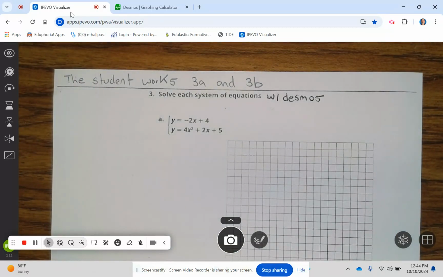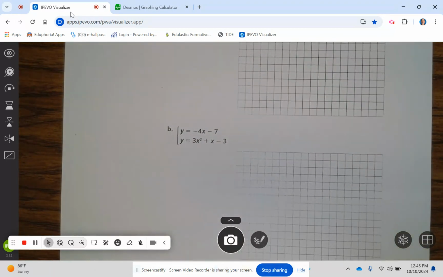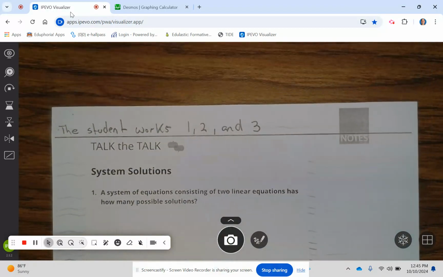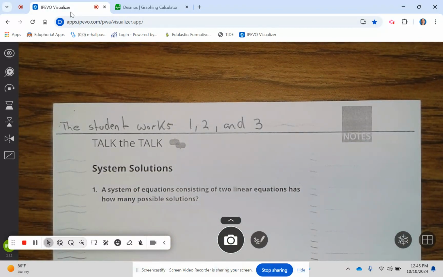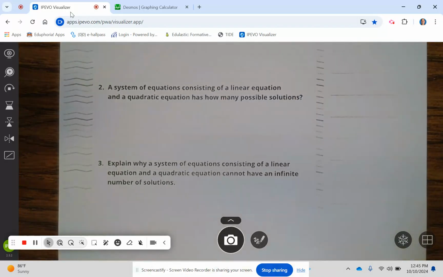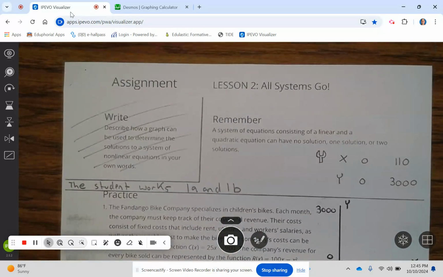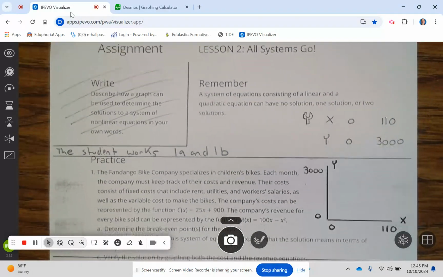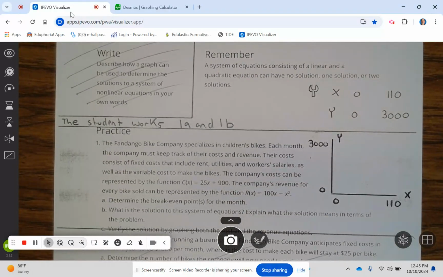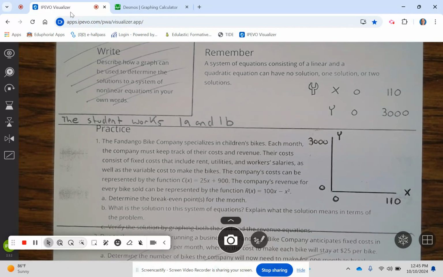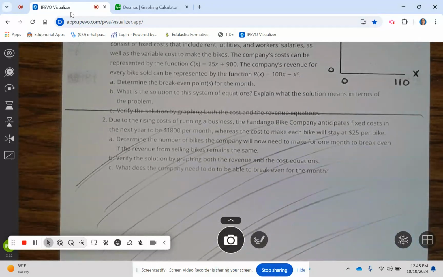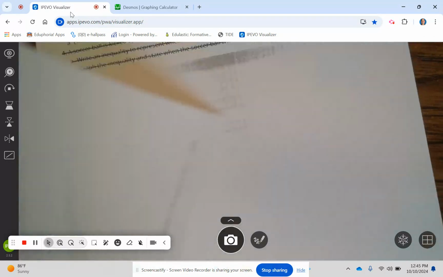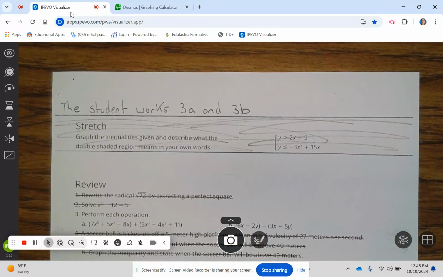All right, the student works 3A and 3B. Let's take a look at the next page. The student works 1, 2, and 3. Go ahead and mark out the right. The student works 1A and 1B. And then go ahead and mark out number 2. And then the student works 3A and 3B.